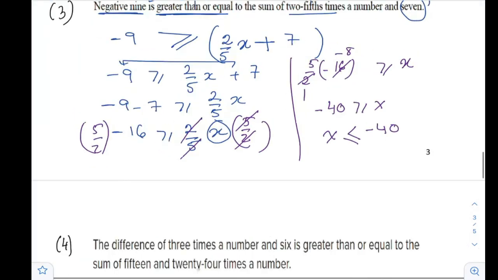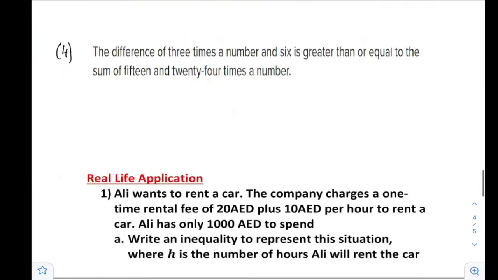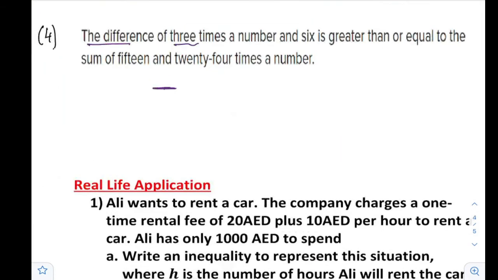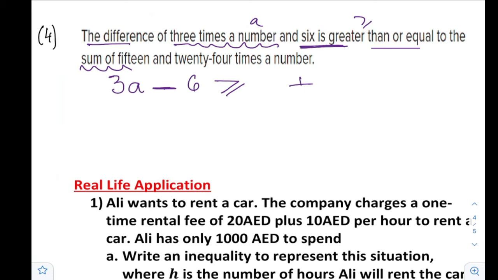The difference of 3 times a number and 6. Let's say the number is a. The difference of 3 times a number and 6 is greater than or equal to the sum of 15 and 24 times a number. So 24 times the same number, a.